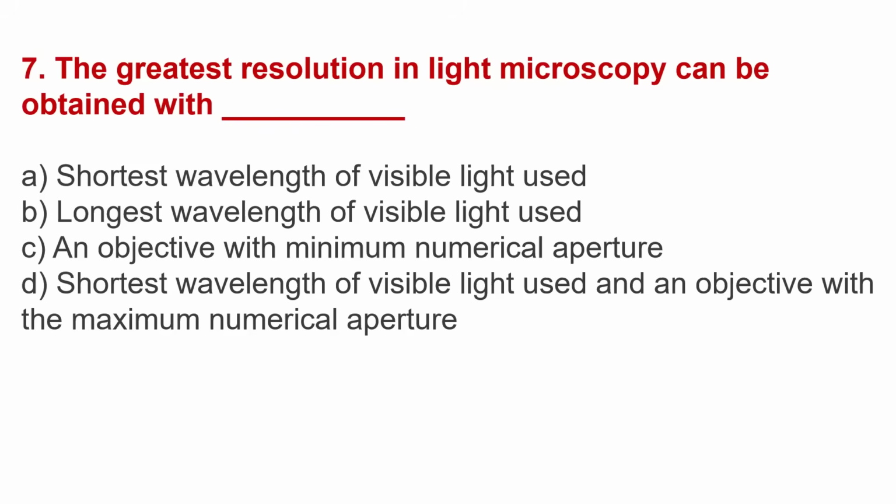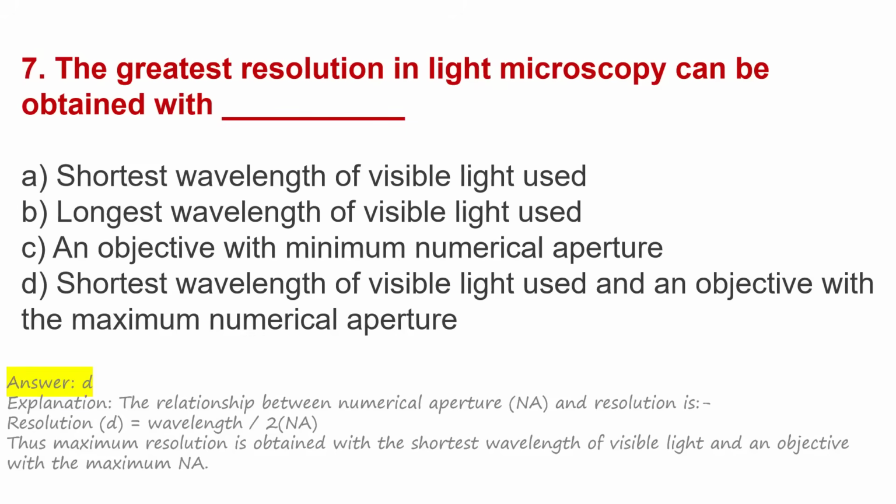So let's see. The greatest resolution used in light microscopy for us to see these microorganisms is obtained with, the answer is D. The explanation is that the relationship between numerical aperture, that is NA, and resolution is equal to wavelength divided by 2 NA. Thus, maximum resolution is obtained with the shortest wavelength of visible light and an objective with a maximum numerical aperture.